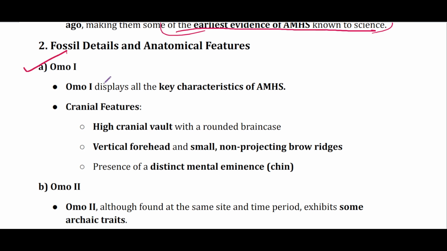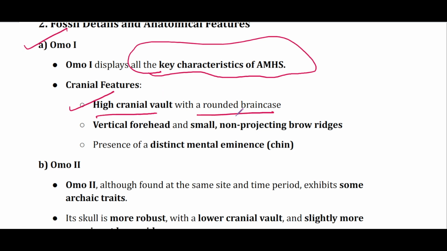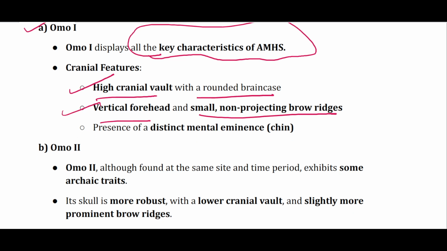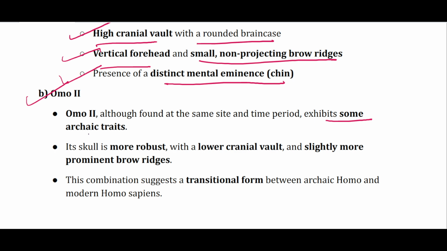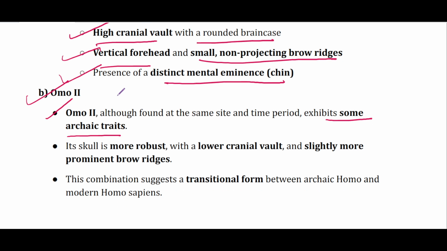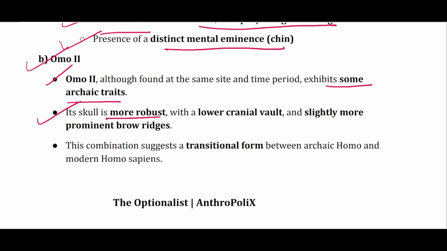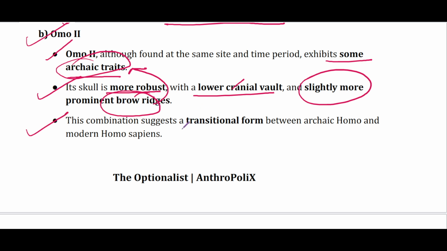Now the fossil details. First, Omo 1 displays all key characteristics of AMHS, which are a high cranial vault, rounded brain case, globular appearance, vertical forehead, small and non-projecting brow ridges, and presence of a chin. In the same way, Omo 2 exhibits some archaic traits. Even though both of them were found in the same place, the diversity is there. The skull of Omo 2 is more robust, with a lower cranial vault, which again is a primitive and archaic trait, and slightly more prominent brow ridges, again an archaic trait. So this combination makes it a transitional form between archaic Homo sapiens and modern Homo sapiens.